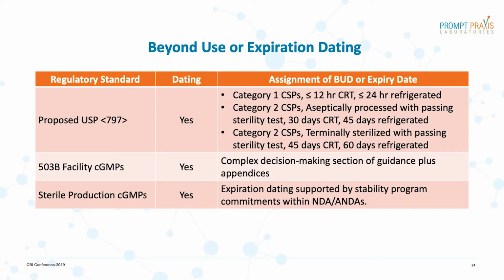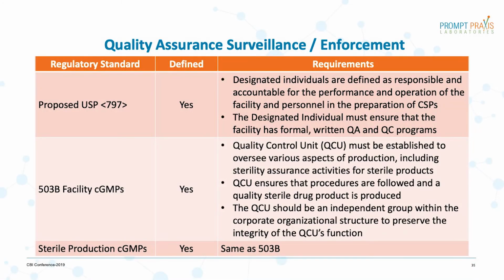And again, this is just a highlight of how do you assign the dating. All of these products require dating, and there's a complex decision-making section in 503B. I don't know if anybody's reviewed it lately. There's multiple tables, there's multiple conditions, you know, if you did this, then this, if you did that, then this. So it's rather complex, and I'm not sure anybody has done a tree diagram or decision diagram for that. It might be very, very instructive.